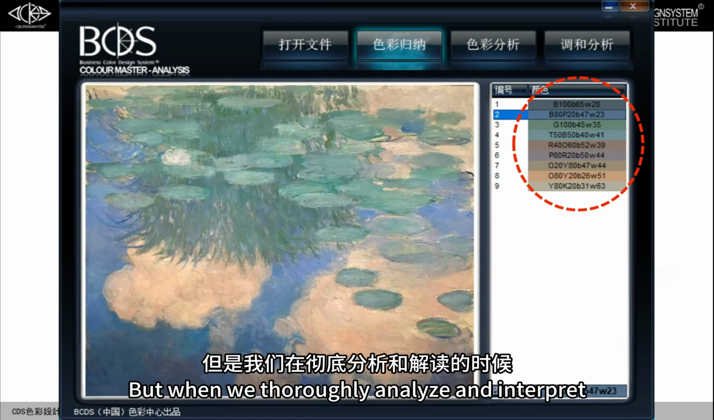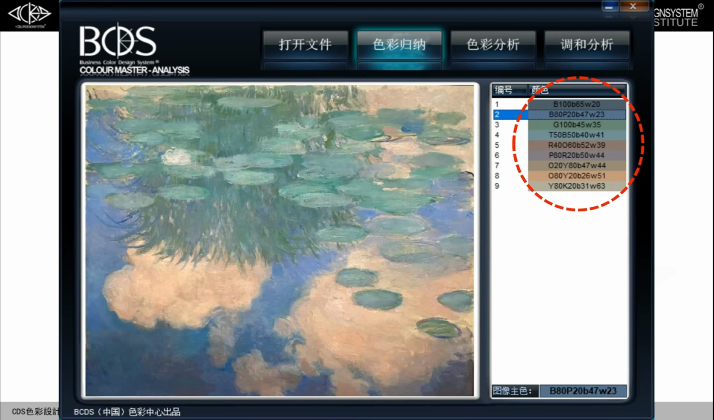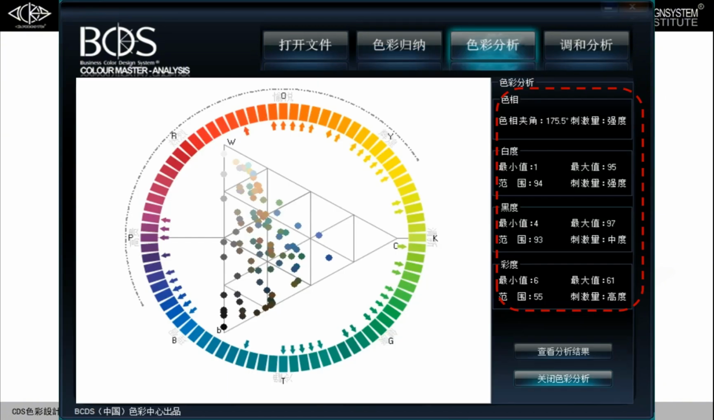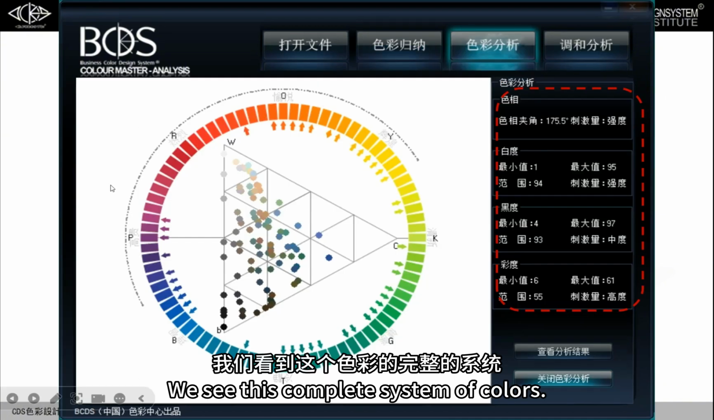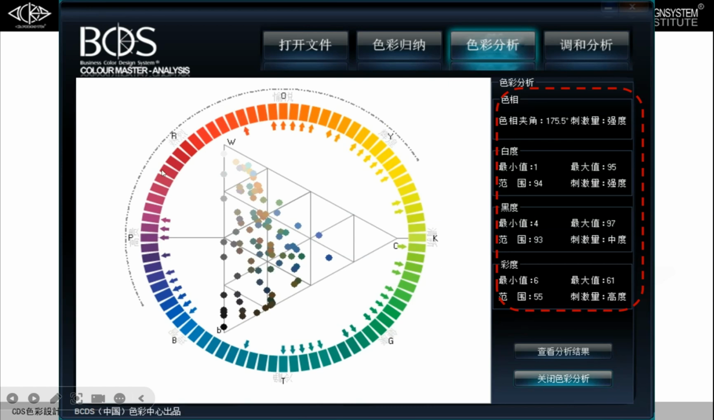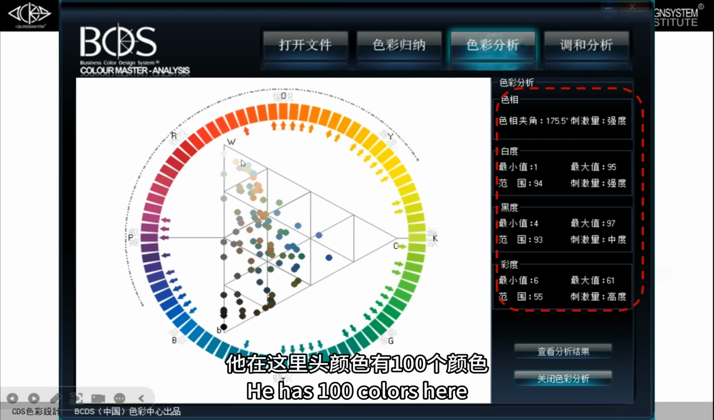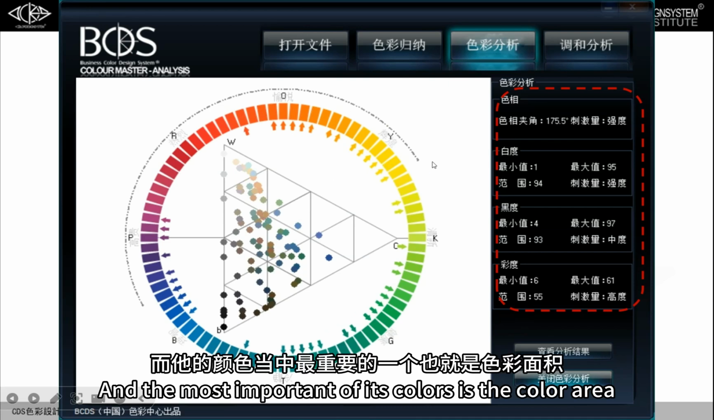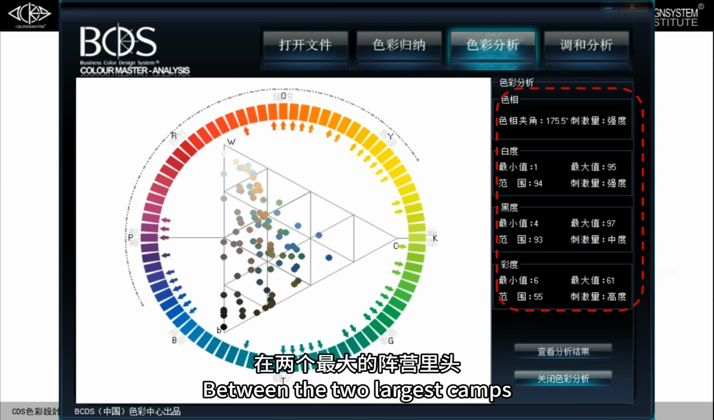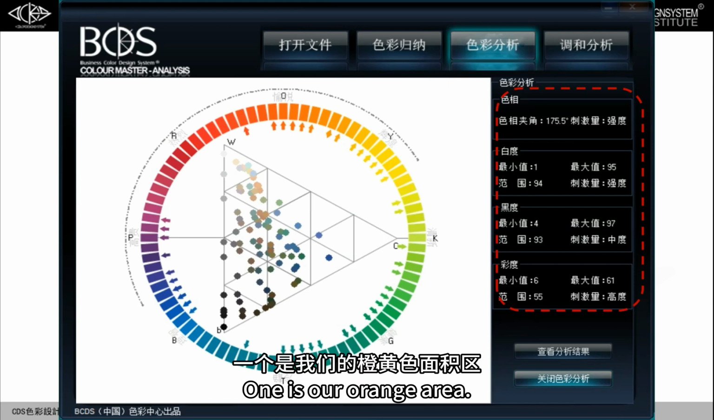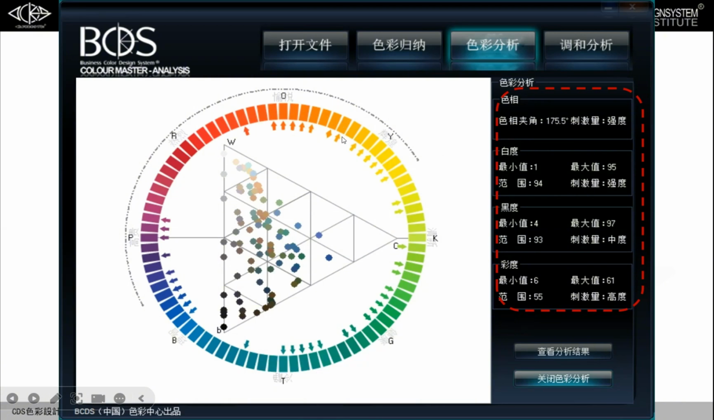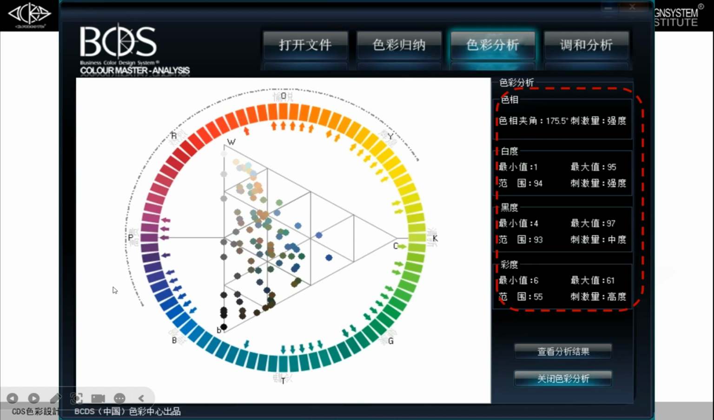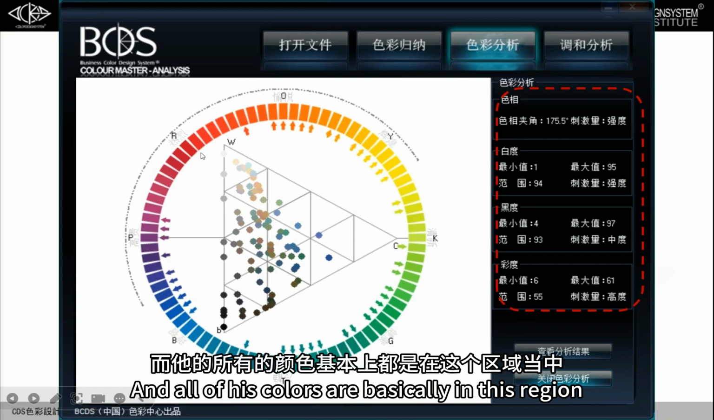But when we thoroughly analyze and interpret, more than 100 colors are used. We see this complete system of colors. He has 100 colors here. And the most important of its colors is the color area. Between the two largest counts, one is our orange area, one is our blue-purple area. And all of his colors are basically in this region.